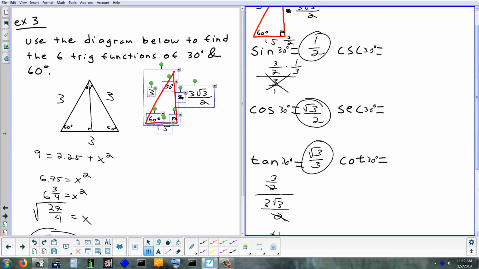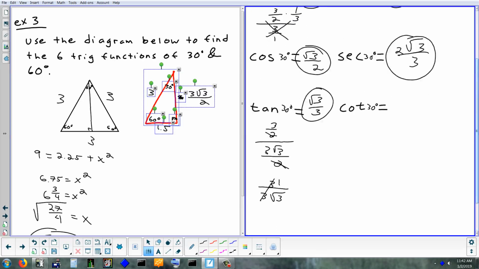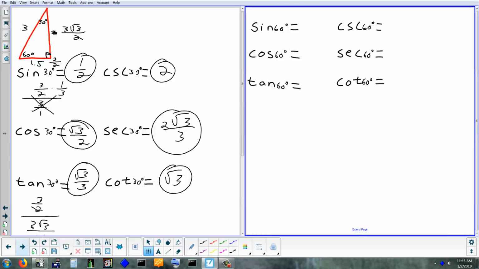And now we just flip them to get the others. So that's 2. 2√3 over 3. And the last one, √3. So those are the 6 answers for 30 degrees.